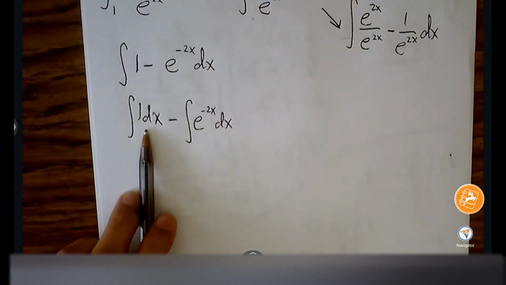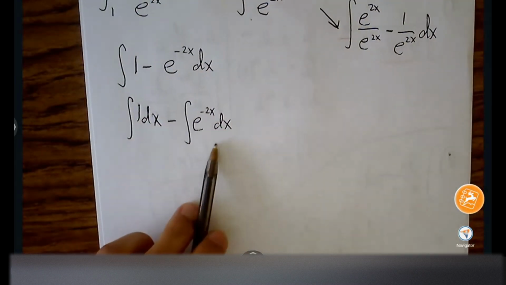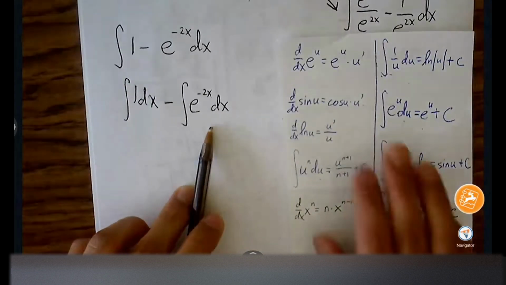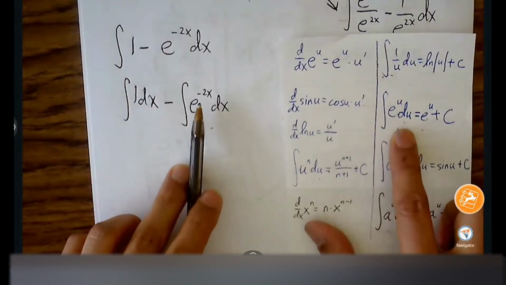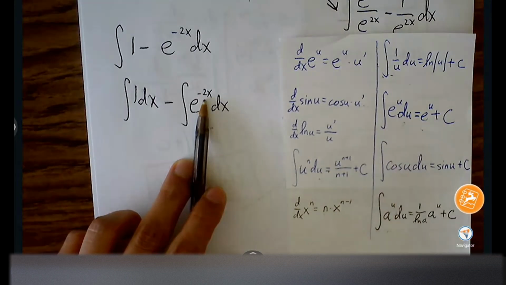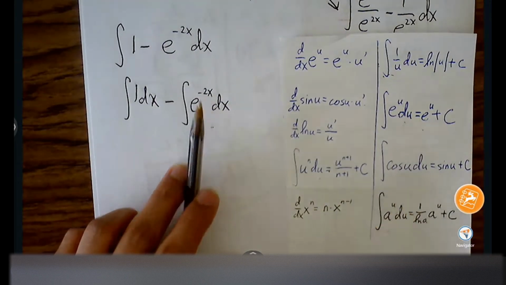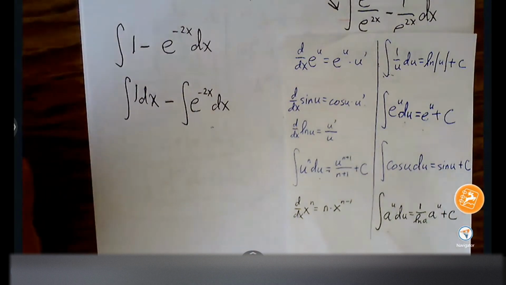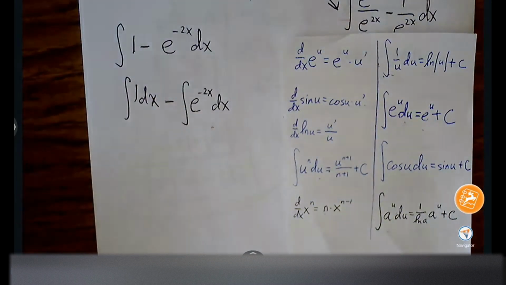So this I can just use power rule. This one I can use what? Just a little bit of u substitution, right? Now, can you look ahead? What's going to happen with that negative 2x? Any idea? What's going to come out of that negative 2x? Close. Yeah, negative 1/2. Negative 1/2.